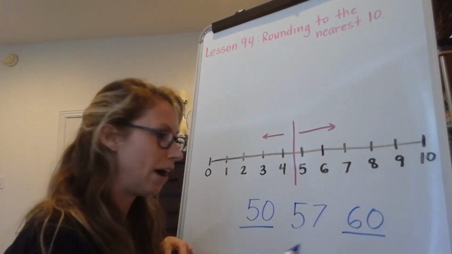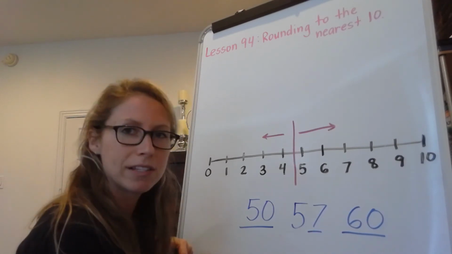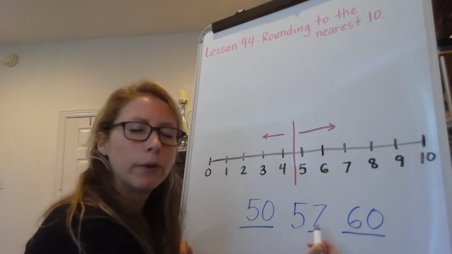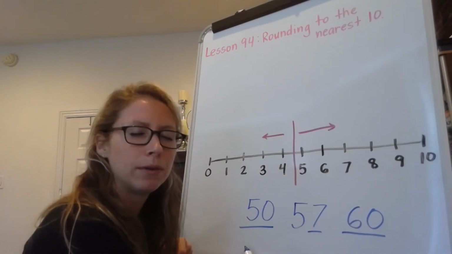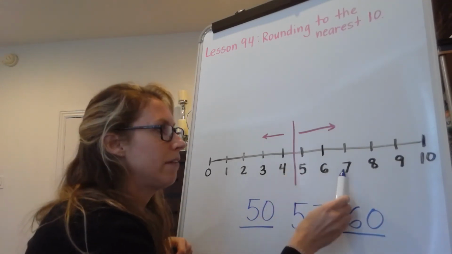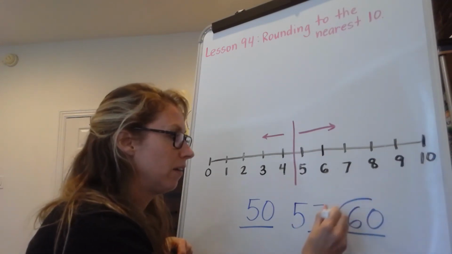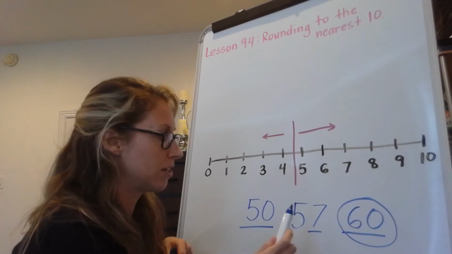Good. Now, look at that ones column. 7, is that closer to 10 or closer to 0? 7 is closer to 10, so 7 rounds up to the next 10. So 57 rounds to 60.